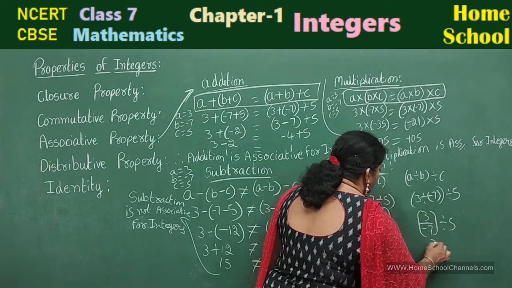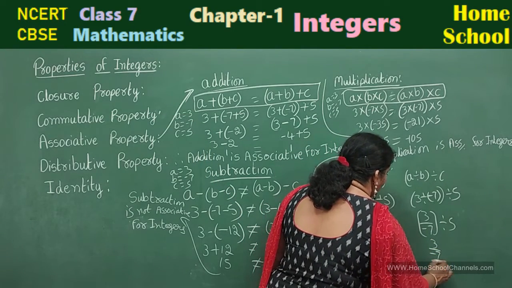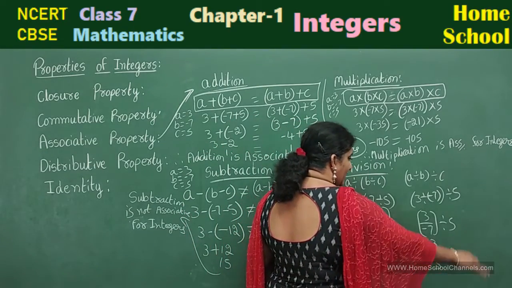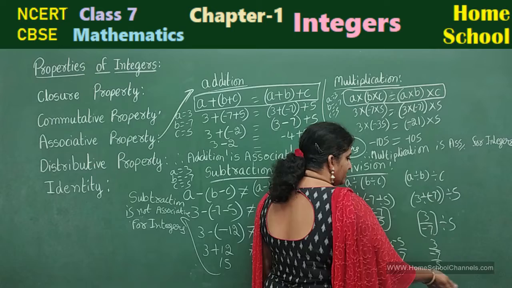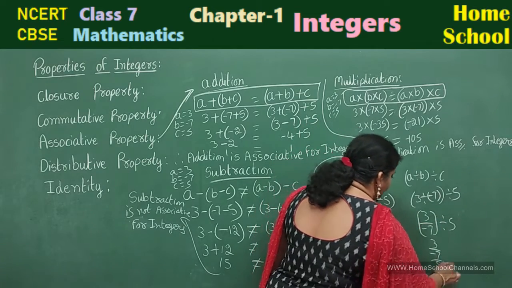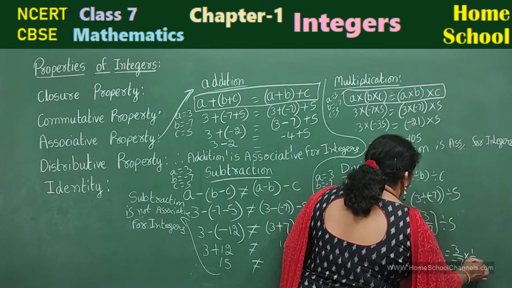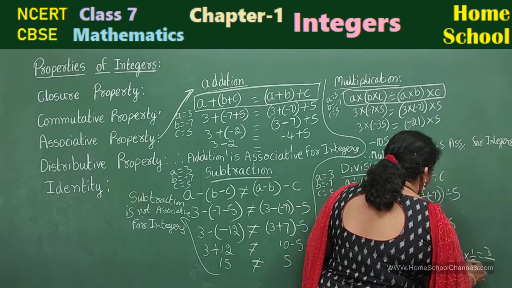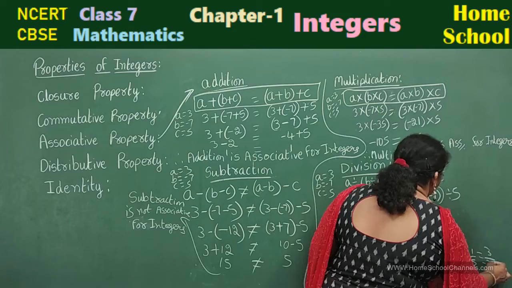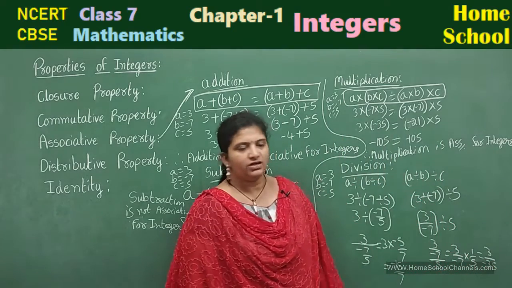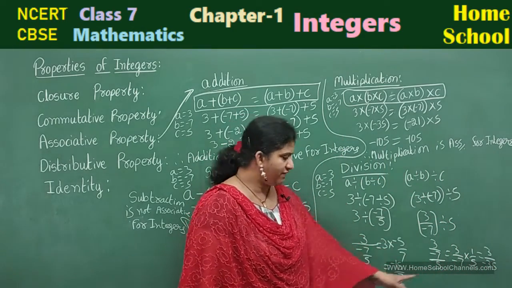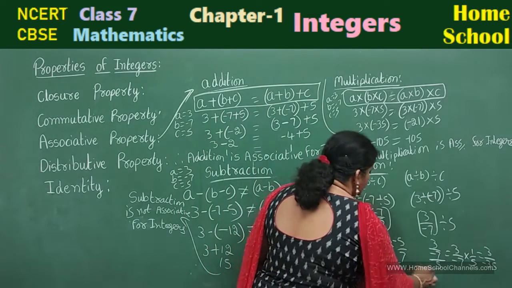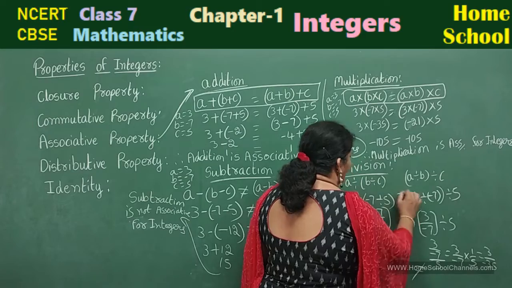In the same manner, 3 by minus 7, if you divide by 5, what happens? This 5, when it comes to the numerator, do the reciprocal and then multiply. That means into 1 by 5. That will be 3 into 1 will be 3, minus 7 into 5 will be minus 35. So, 3 by minus 35, is it equal to minus 15 by 7? No. It is not equal.